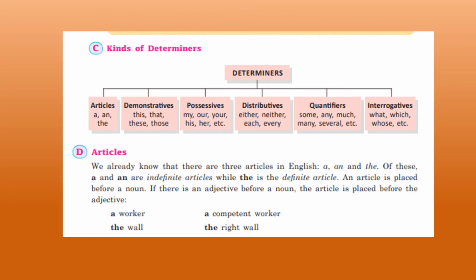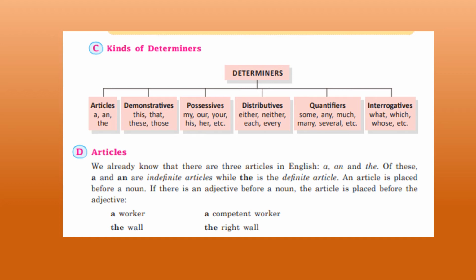Children, now let's see the kinds of determiners. In this chart you can see the different kinds of determiners. So the first one is articles. As you know, a and the, these are the articles. Demonstratives: this, that, these, those, they are known as demonstratives. Possessives, the words which show the possession, like my, our, your, his, her, etc.